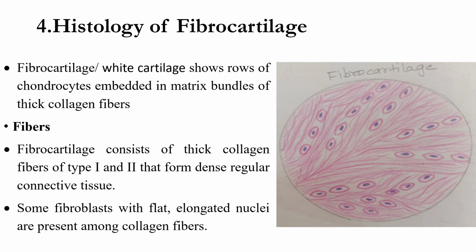So earlier we have seen the slide of tendon as example of dense regular connective tissue, and you might confuse fibrocartilage slide with the slide of tendon. So the important difference is that in fibrocartilage we have the chondrocytes embedded within the matrix having thick bundles of collagen fibers, and some fibroblasts may also be present, whereas in the tendon there are wavy bundles of collagen fibers, and in between you can see the nuclei of the fibroblasts.